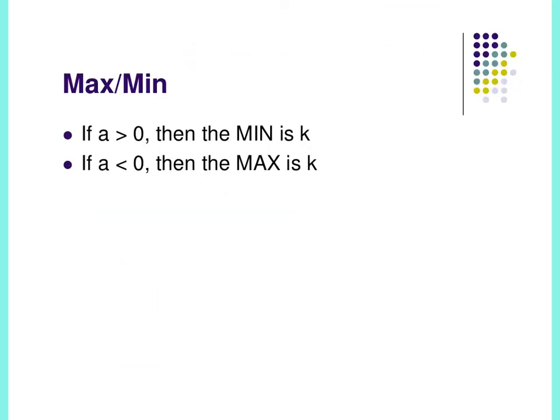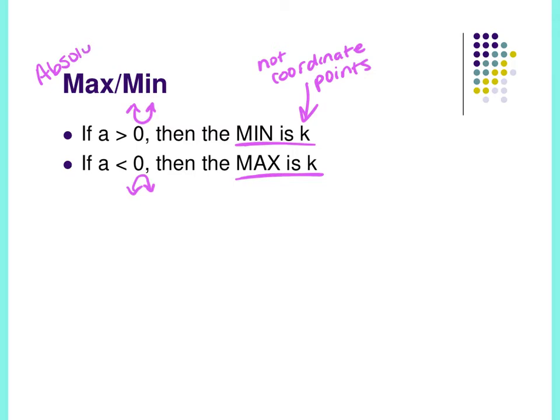So speaking, if my a is positive, then I know this opens upward, and if it opens upward, then I have a minimum. If my a is negative, then it opens downward, and if it opens downward, I have a maximum. Only the k. So again, not coordinate points. Different from before because this is an absolute max and min.